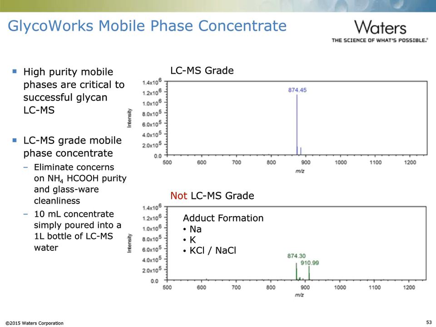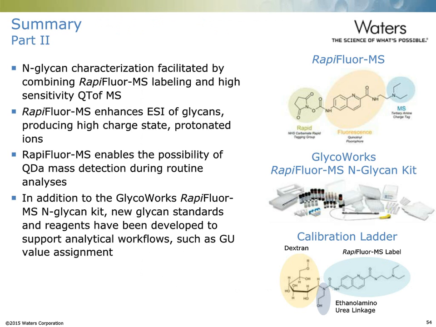So, in summary of all the data that we have shared today, it can be said that N-glycan characterization can be facilitated by combining rapiflorimus labeling and high sensitivity QTOF mass spectrometry. Importantly, rapiflorimus enhances ESI of glycans, producing high charge state protonated ions. Because of this, there is now a possibility to even take advantage of a miniaturized quadrupole instrument, the QDA, for mass detection in routine analyses and glycan monitoring.